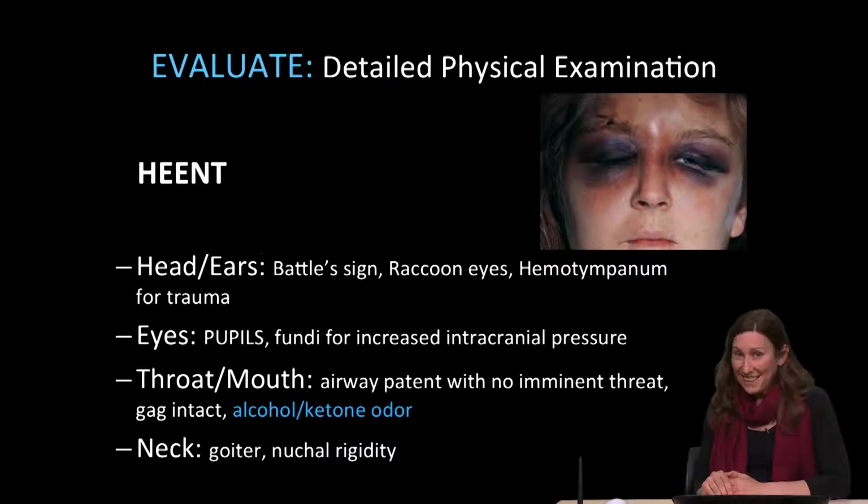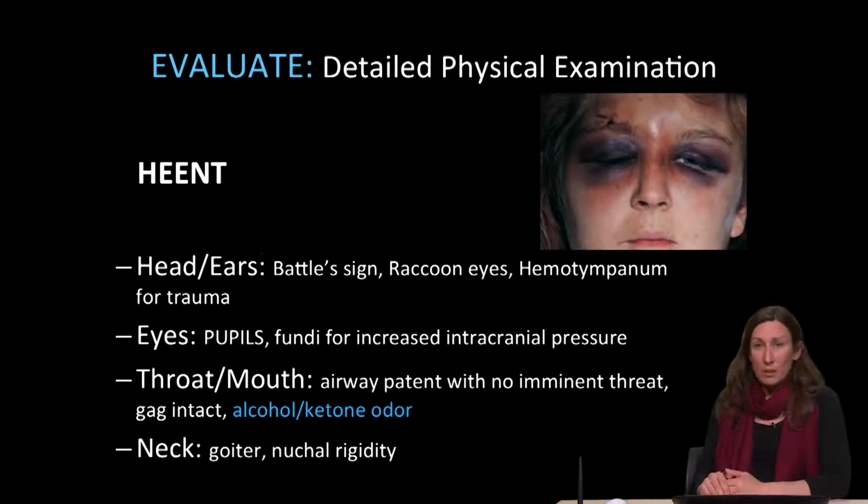On the HEENT exam, I am always looking for signs of trauma. So a Battle sign, raccoon eyes, or hemotympanum that may indicate a basilar skull fracture. Really, any kind of external signs of trauma around the head and neck are important to find on your more comprehensive exam. With the eyes, I'm looking at the pupils and then also looking at the patient's fundi, if possible, for any evidence of increased intracranial pressure.